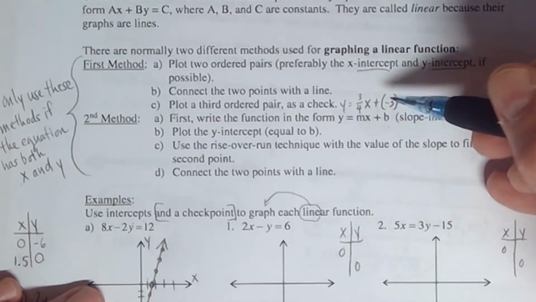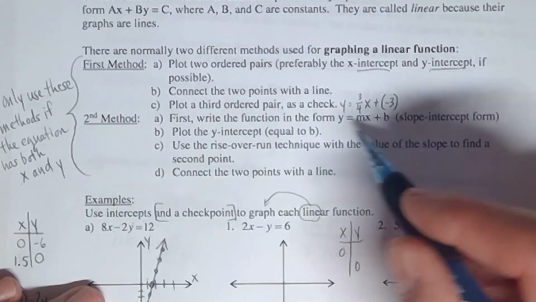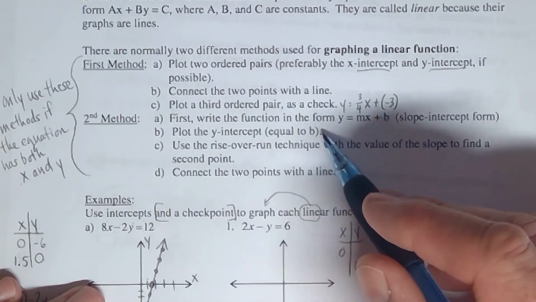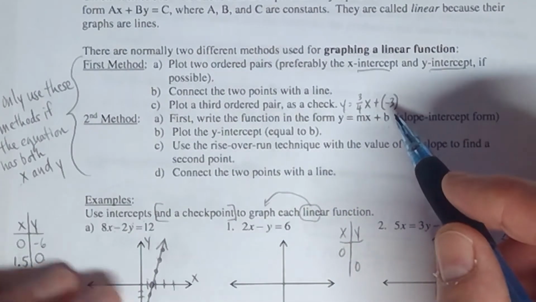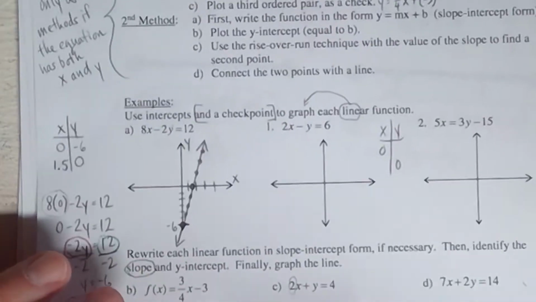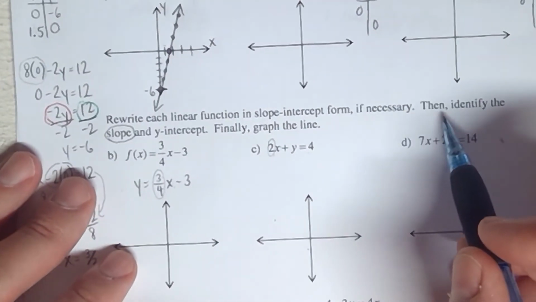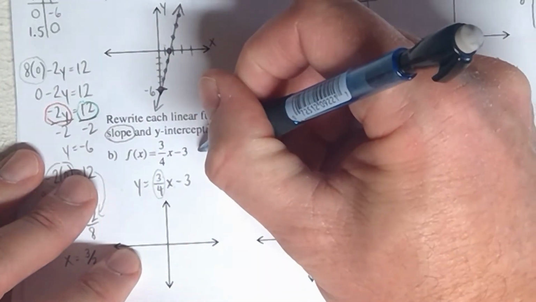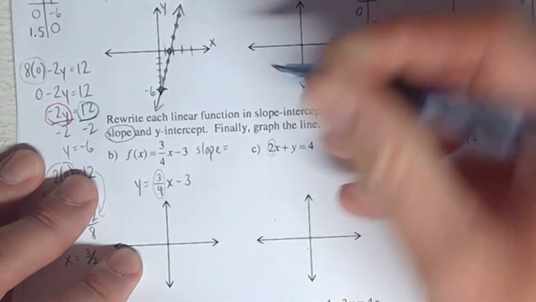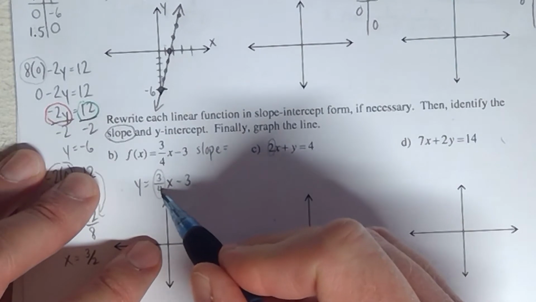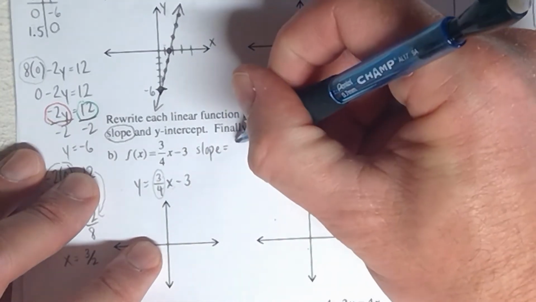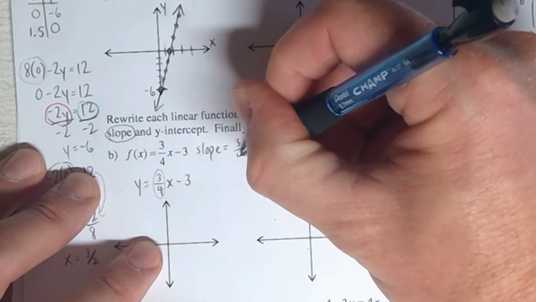What does all this mean? Well, once you have it in this form, and you must get it into this form first, you cannot do any of these other steps, B, C, and D, until you do get it into this form. But once you do, then, as the directions say, identify the slope and the y-intercept. Okay? So the slope, because it's that m number, you know how it's supposed to be mx, the slope then must be 3/4.